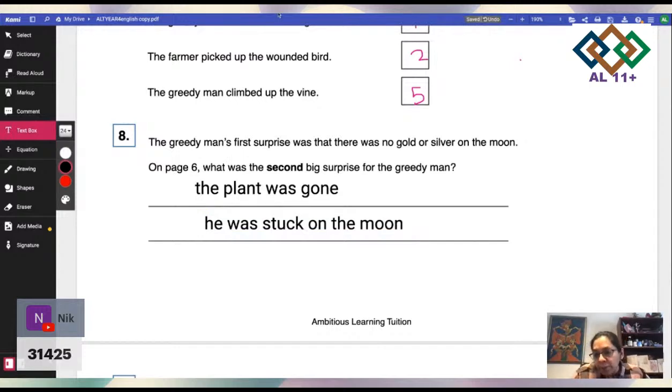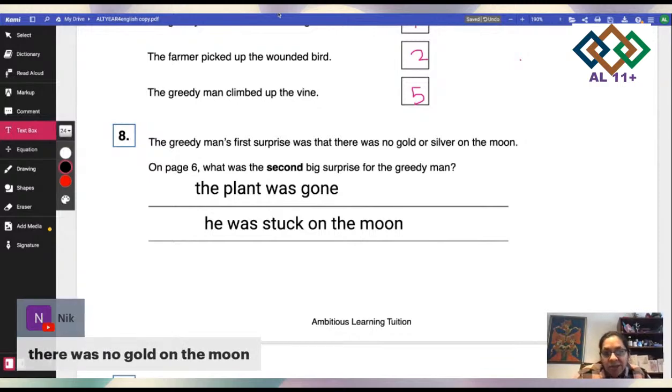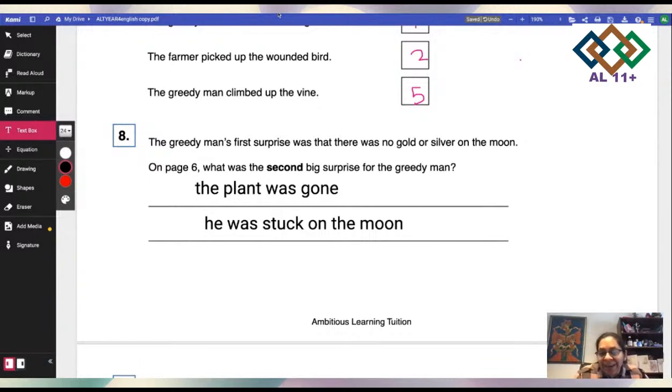There was no gold on the moon. Yes, you could say that there's no gold on the moon. And also, the biggest surprise was because he was stuck on the moon, because nowhere else to go. He was stuck on the moon.